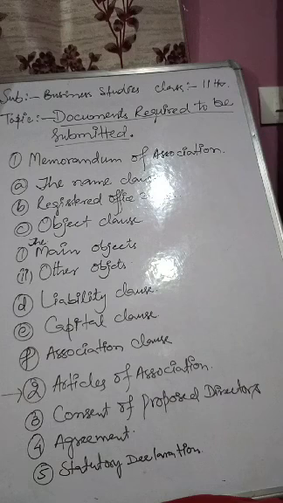Now the fourth one, that is liability clause. The clause states the liability of the members of the company. The liability of the members is limited to the amount unpaid on the shares owned by them. For example, if a shareholder is holding 500 shares of rupees 10 each and has already paid rupees 6 per share, his liability is limited only to rupees 4 per share, that is rupees 2000 only.